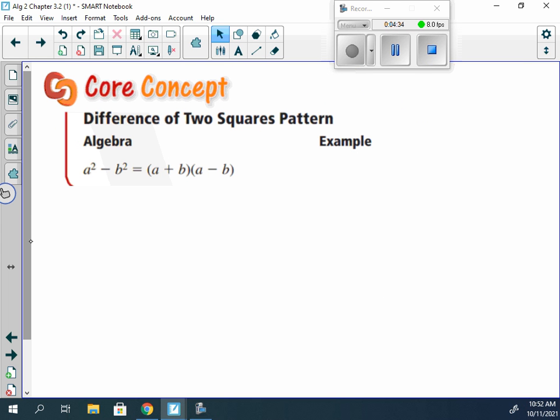Now, what we're looking at today are special factors. One of the special, really the only special factor we'll look at for quadratics is this one here, the difference of two squares. A squared minus b squared is equal to a plus b times a minus b.